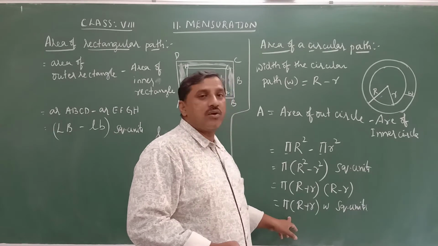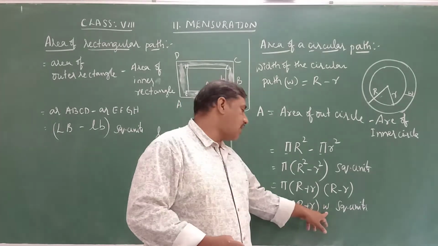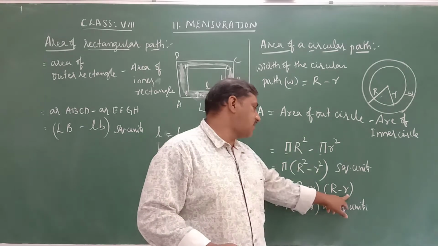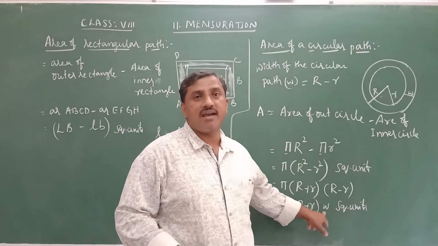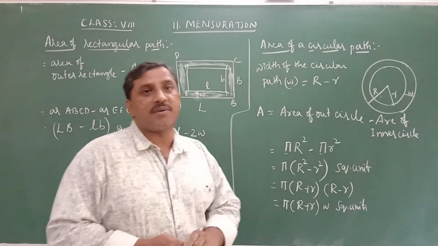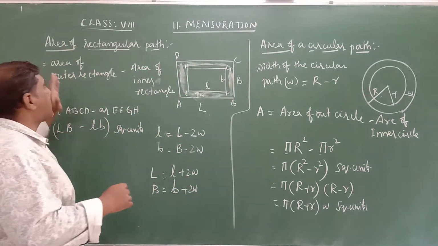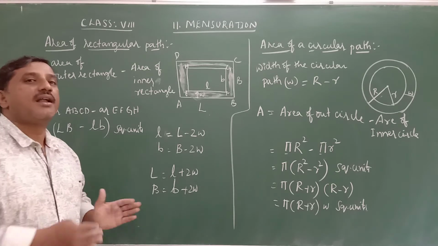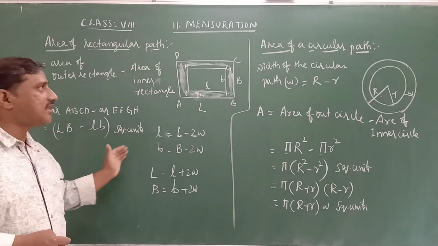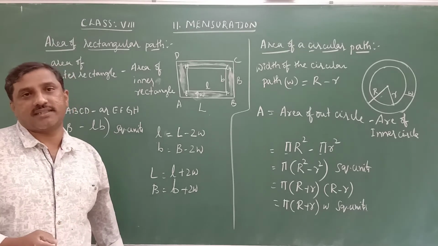That is pi into (R plus r) into w, where w is the width of the circular path. This difference will give you the width of the circular path. Have you understood, children? Both the circular path and the area of the circular path and rectangular path? Yes. Now we will discuss one more problem related to the rectangular path and the circular path.